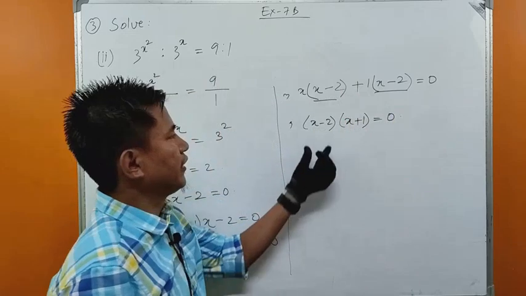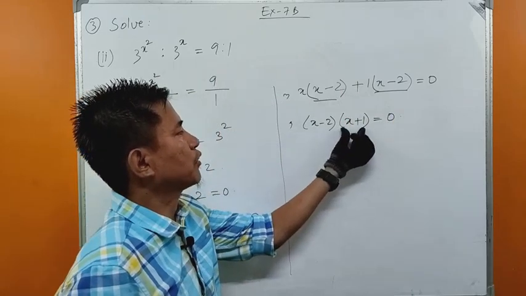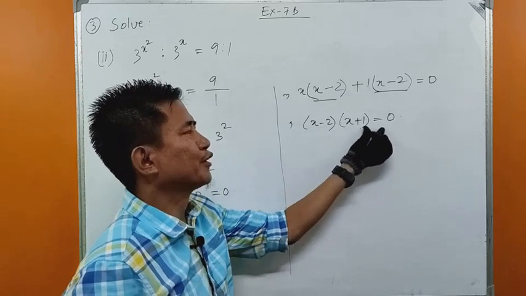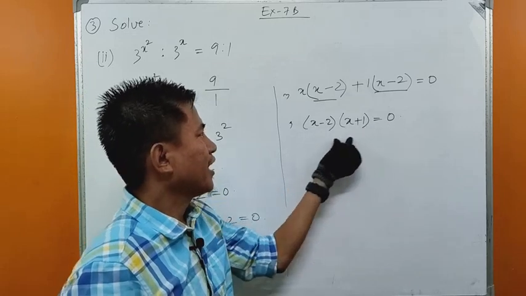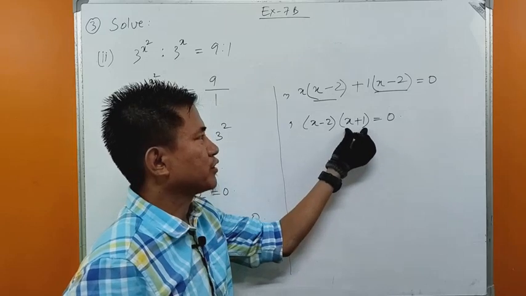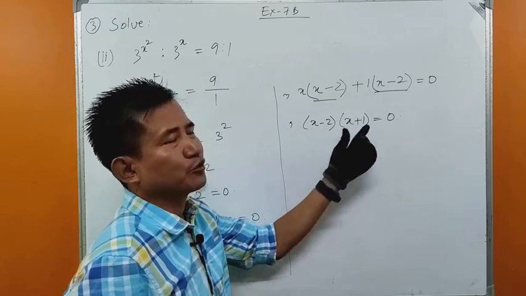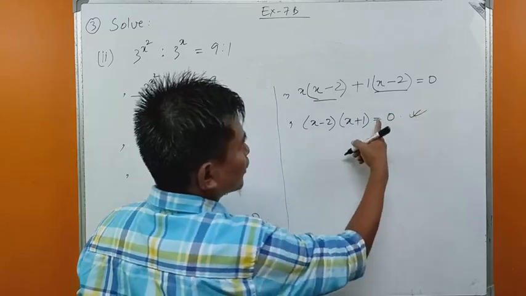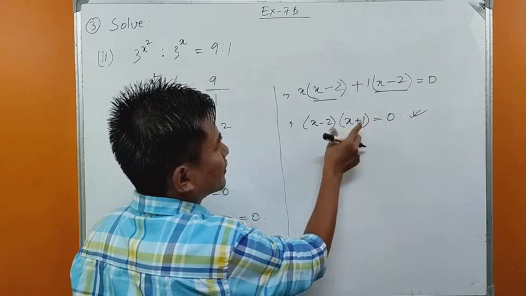So we have (x minus 2) into (x plus 1) equals 0, isn't it? (x minus 2) into (x plus 1) equals 0. This means either this number should be equal to 0, or this number should be equal to 0, or both of them should be equal to 0. Then only you can satisfy this equation, isn't it? Because we have 0 in the right hand side, and this is the equation.